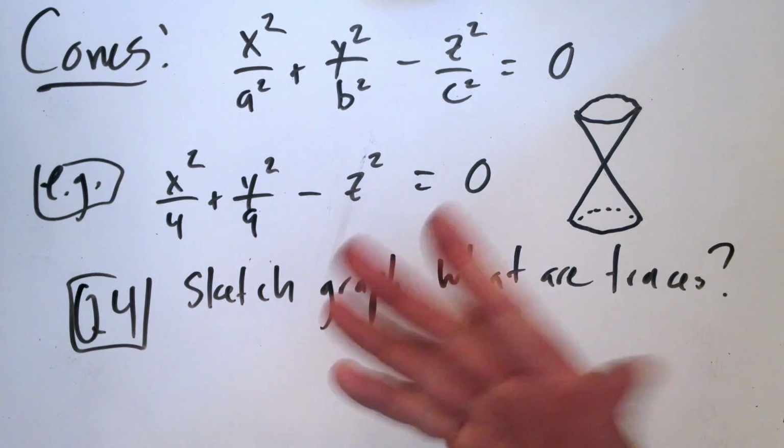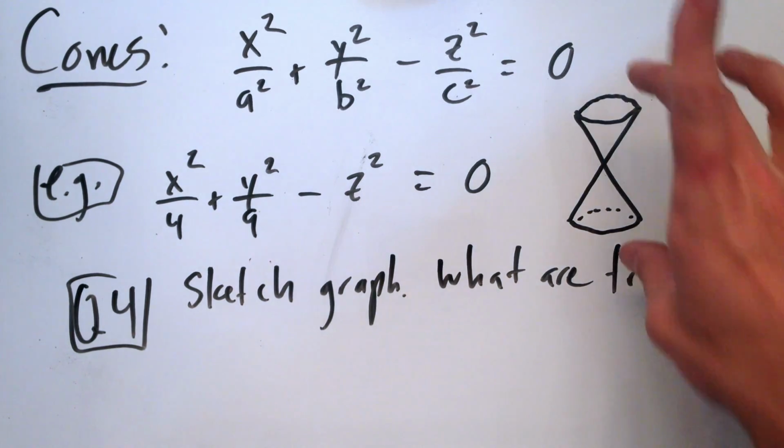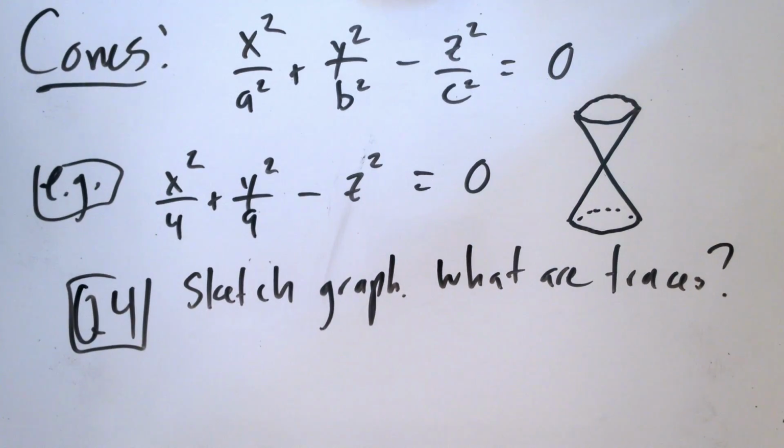So for example, let's look at x squared over 4 plus y squared over 9 minus z squared equal to 0. And you know what? For question 4, why don't you try sketching the graph of this? Really, all I mean is place this on a three-dimensional axis and sketch some of the traces. That's pretty much it. And yeah, great. Go ahead.